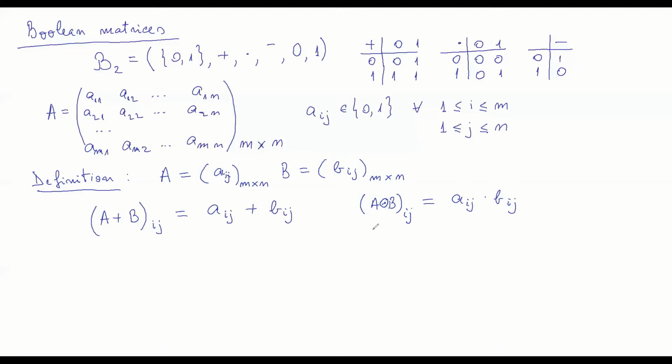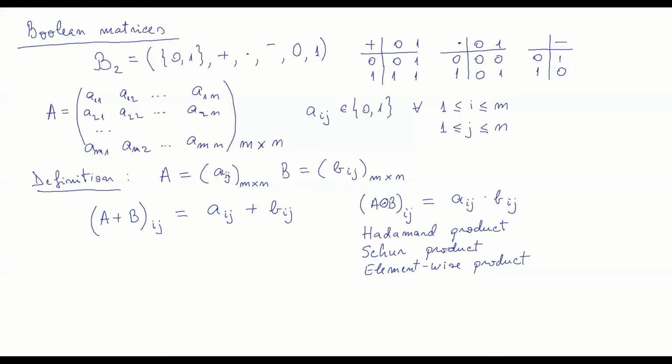So this product has a name. This is called the Hadamard product. It's also called a Schur product. And obviously, this is also called element-wise product. Just like the definition is suggesting that the product is done really by multiplying the corresponding elements from A and B.